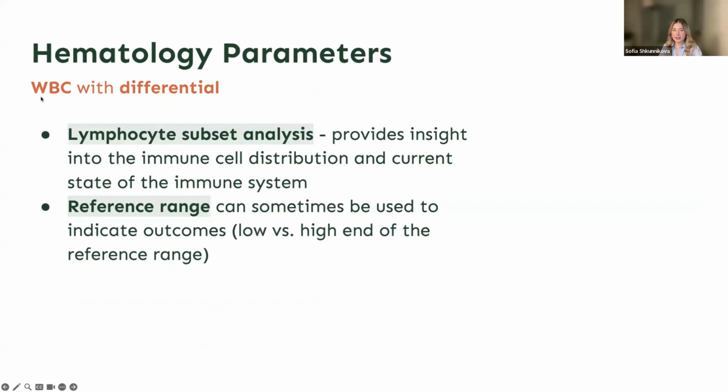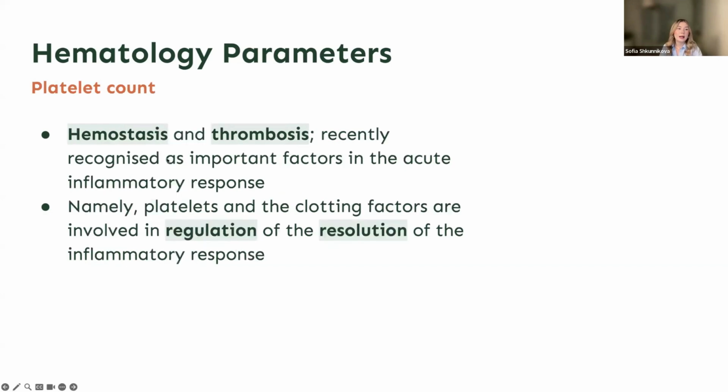Sometimes white blood cell count with a differential can be used in order to understand where in the inflammatory process your patient is. So we can look at lymphocyte subset analysis. And even sometimes I've heard from some doctors that they can use the reference range to indicate outcomes. So looking at whether your patient is at the lower or higher end of the reference range. However, this is not routinely used to assess chronic inflammation, of course.